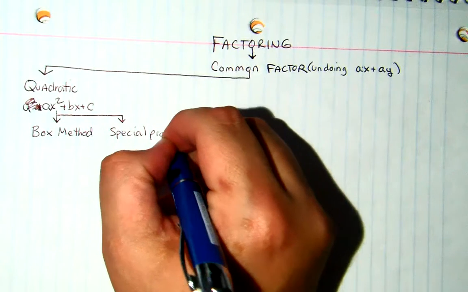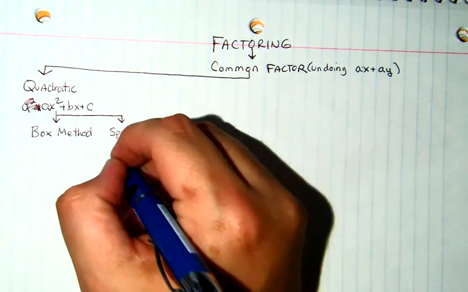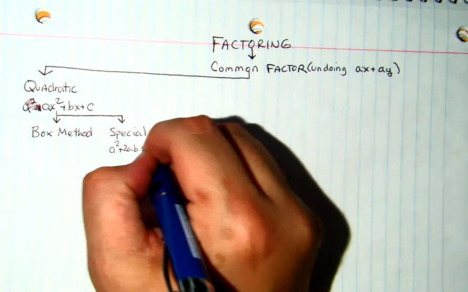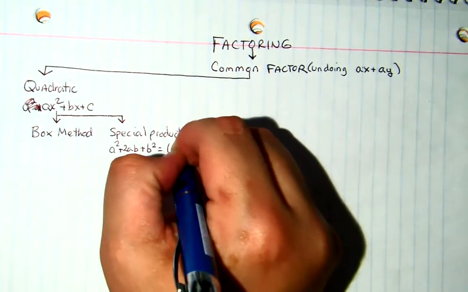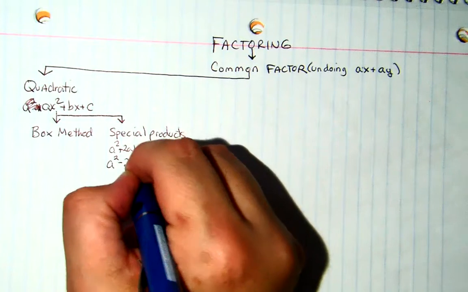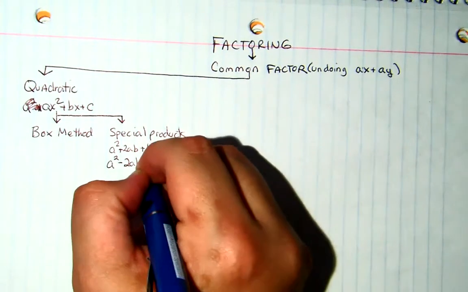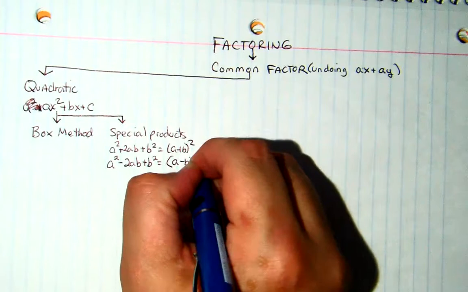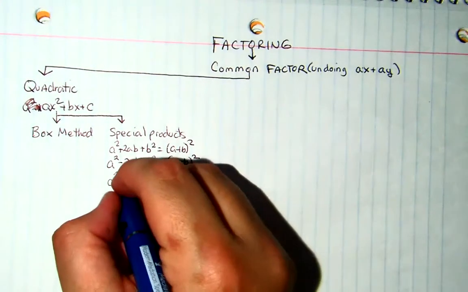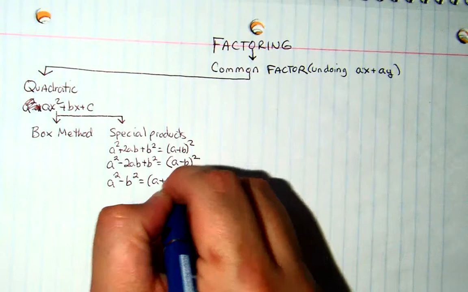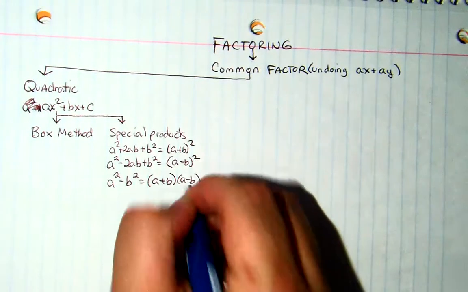special products, where you get like a squared plus 2ab plus b squared is equal to a plus b, binomial squared. If you recognize this, a squared minus 2ab plus b squared is equal to a minus b, binomial squared, or the whole a squared minus b squared is equal to a plus b times a minus b.